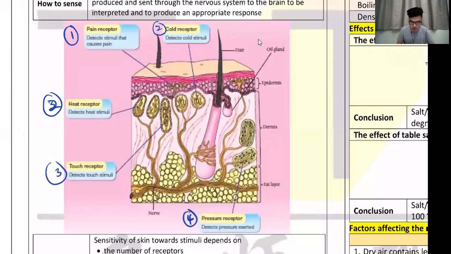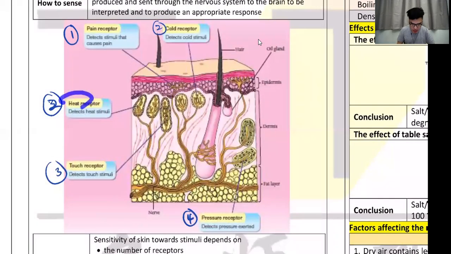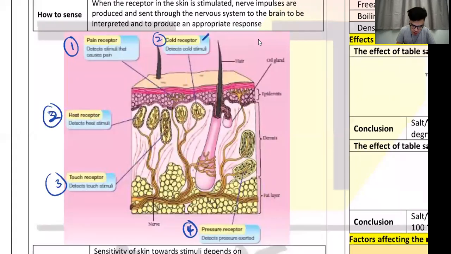All right. So about this heat and cold receptor, they are a little bit similar in shape here, but in the exam they don't draw it this way. You can draw this. Cold receptors are usually round, right? And then heat receptors usually look like this. Very easy to see.